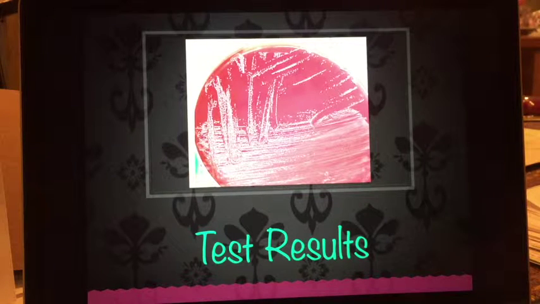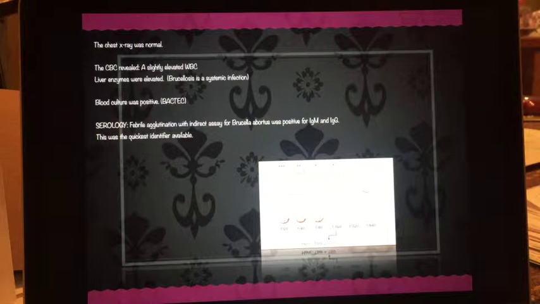Now we're going to move into some of the test results. The chest x-ray was normal. The CBC revealed a slightly elevated white blood cell count. The liver enzymes were elevated. Brucellosis is a systemic infection, which means once the bacteria is ingested or has made it into the body, it spreads out systemically and it affects various parts of the body.